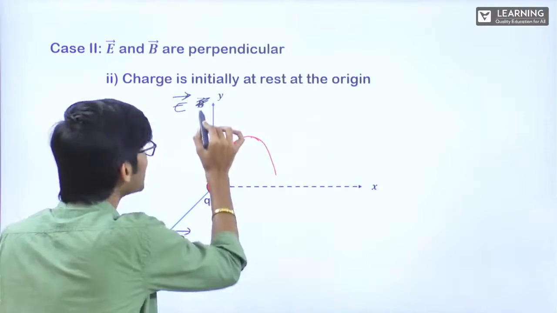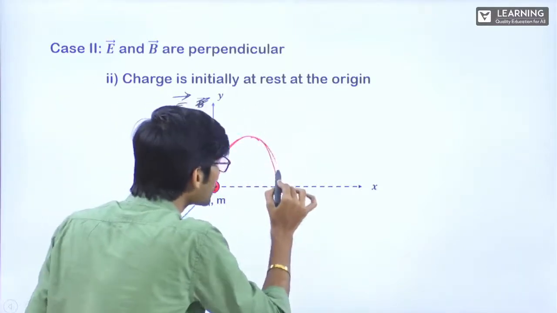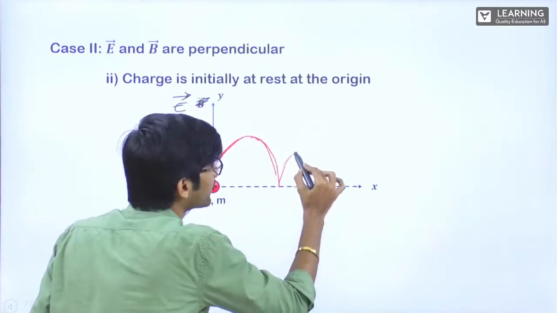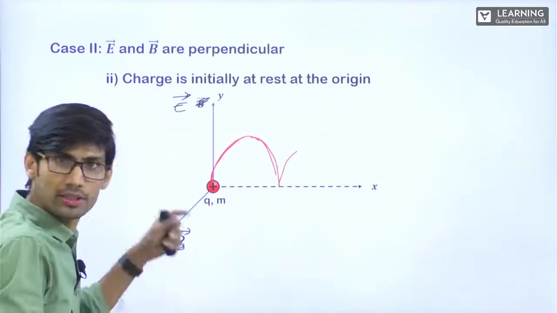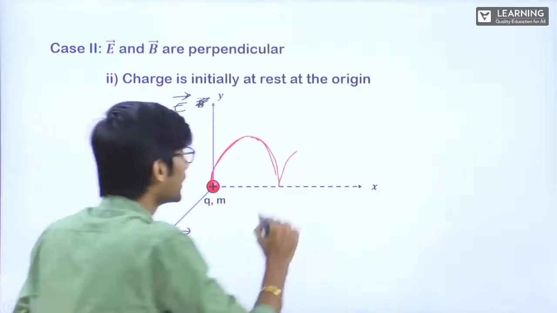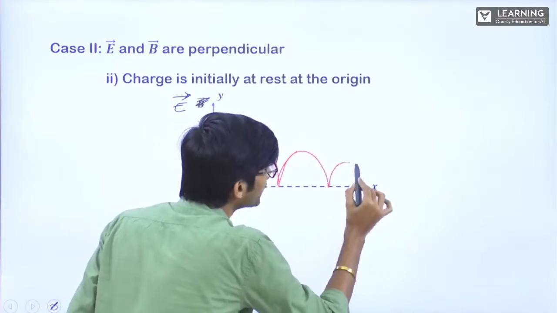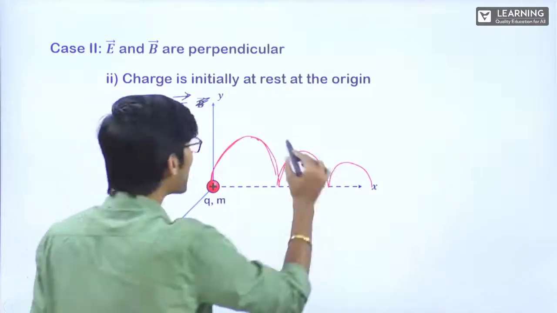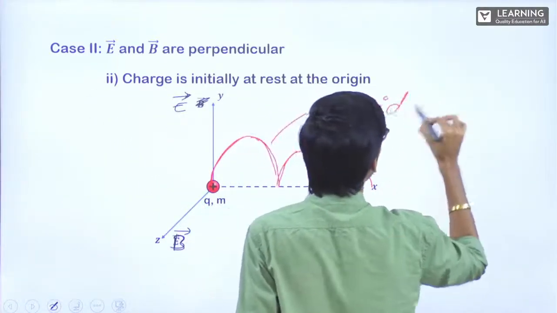But this electric field will constantly keep pushing it upward, because of which it will not complete the circle, or one rotation. It will again start rising because of this electric field. Again this magnetic field is always acting, it will again deflect the path. Again this electric field will push it upwards, again it will deflect the path. Like this the path will be. This path is known as cycloid. This trajectory is known as cycloid trajectory.